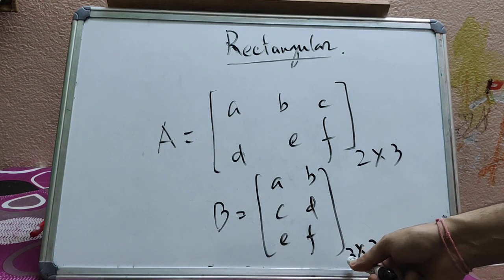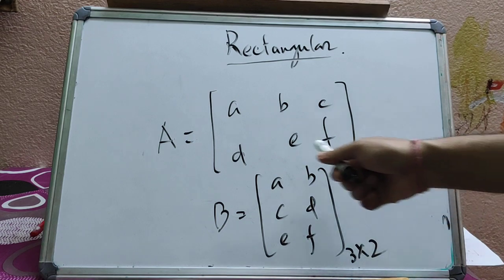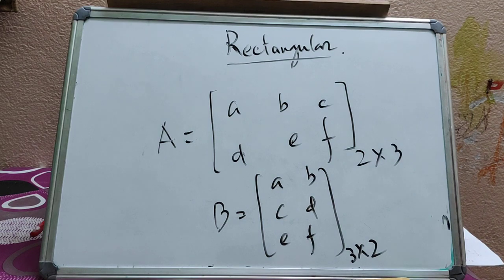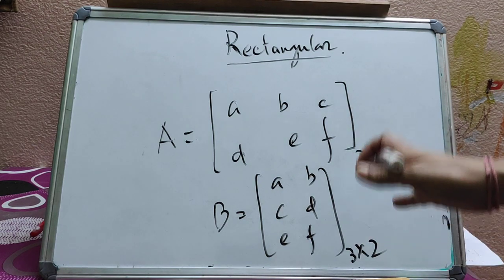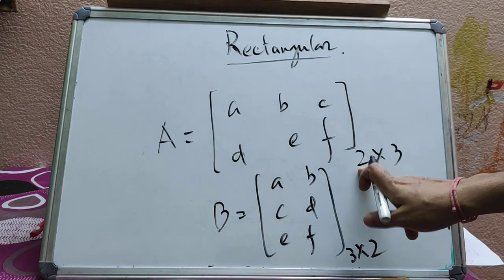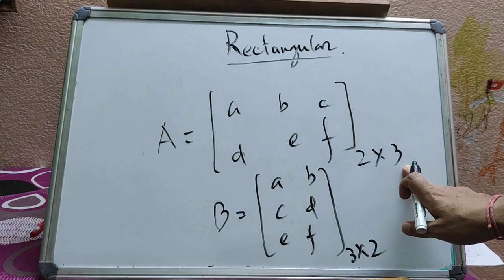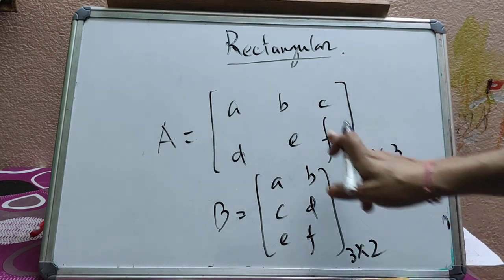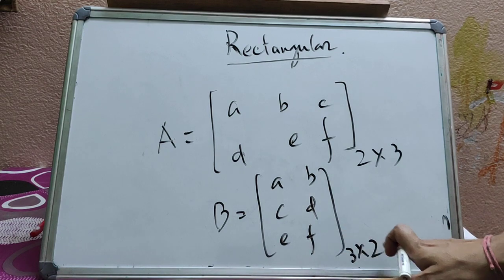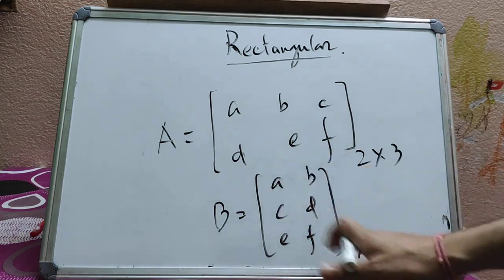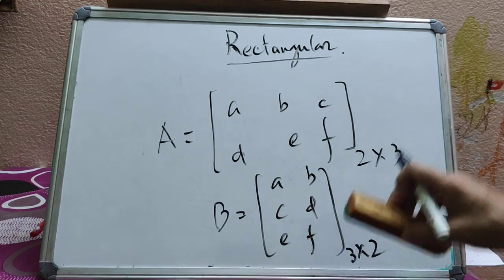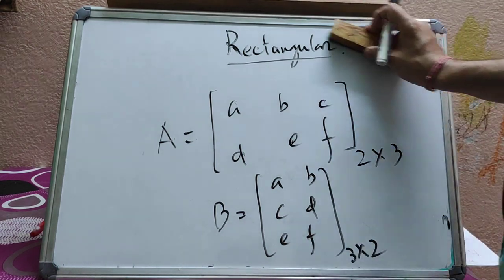Hence we see that this is 3 cross 2 and a 2 cross 3, that means 2 rows and 3 columns. Here 3 rows and 2 columns. In both cases the dissimilarity is that the number of rows and number of columns are not the same. Here the number of rows is 2, number of columns is 3. Here number of rows is 3 and number of columns is 2. So these actually are in the shape of a rectangle, so we call them rectangular matrices.